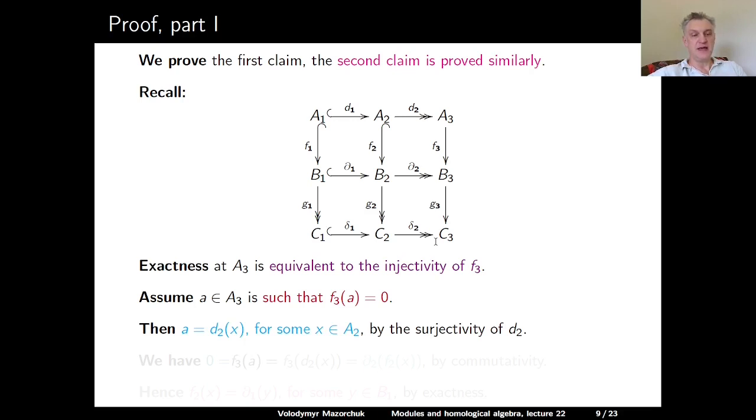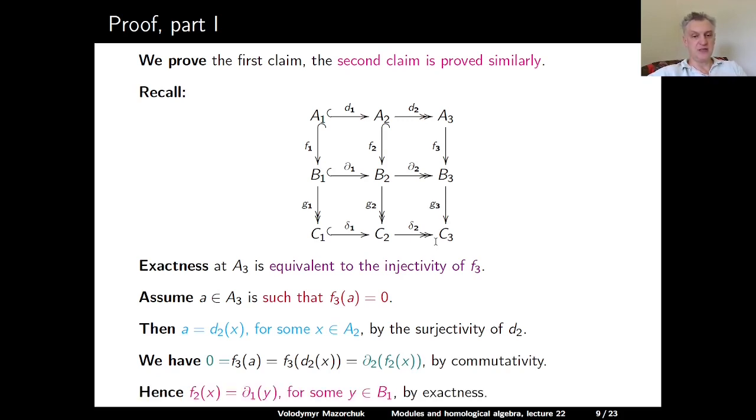Then we can write A as d2 of x for some element x in A2, because d2 is surjective. Now we have Z0, which is the image of A under F3, can be written as F3 applied to d2 of x, and due to the commutativity of our diagram, this is equal to partial 2 applied to F2 of x. This means that F2 of x belongs to the kernel of partial 2, and so it should be in the image of partial 1, because the second row is exact.